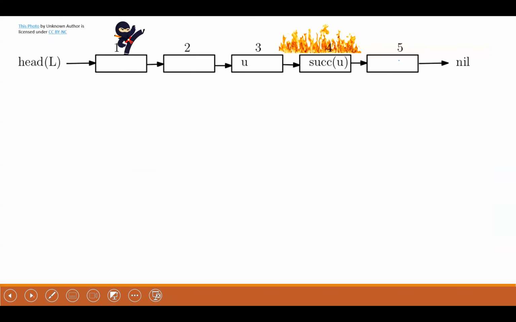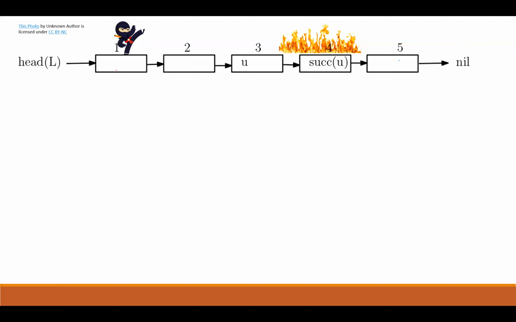Okay, so something more exciting, ninjas and fire. I was really bored when I made these slides, I think. But yeah, you guys know what a linked list is? I'll briefly explain it, but is there anybody not at least somewhat familiar with a linked list? Okay, so a linked list is a data structure.